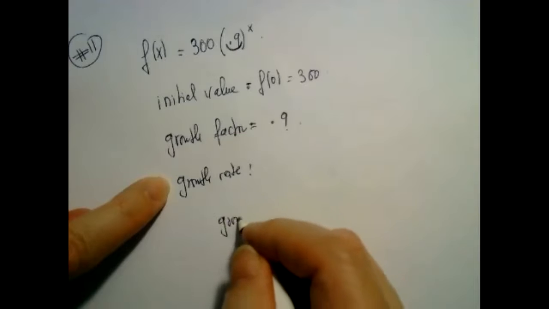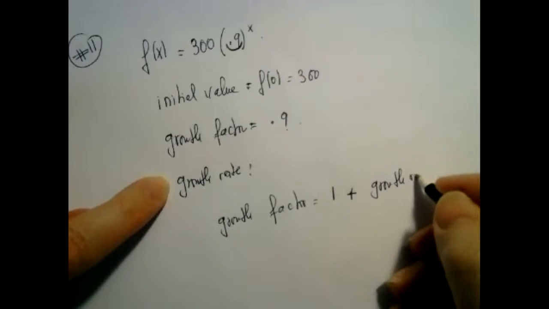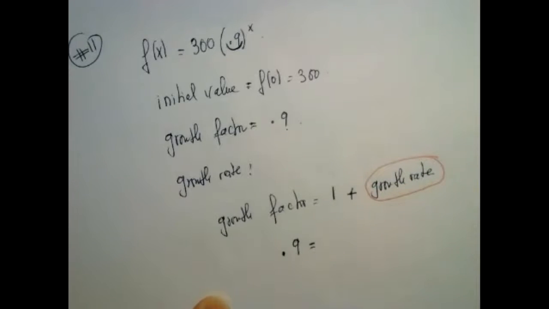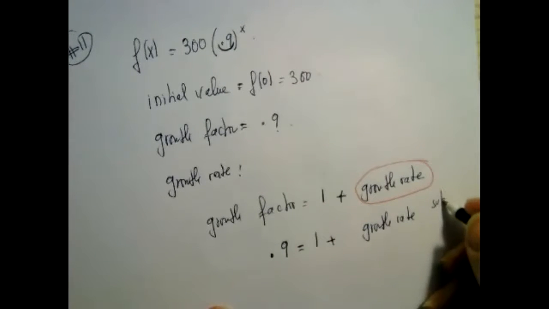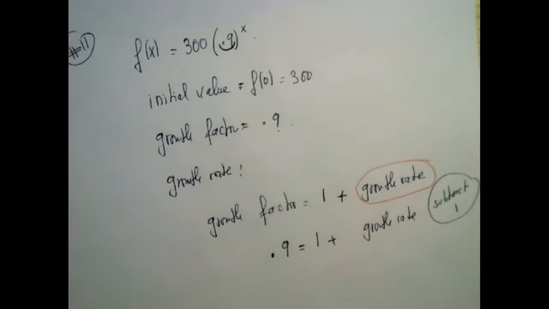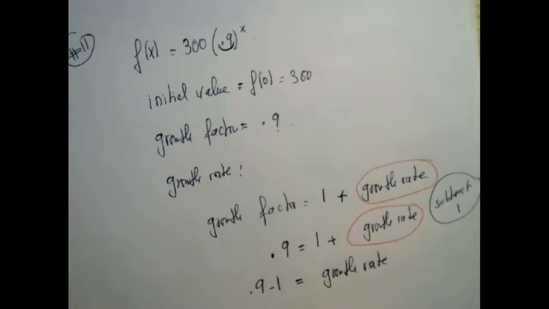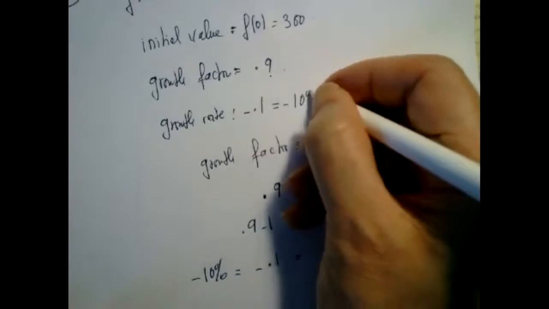I'm going to repeat what I did a minute ago. The growth factor is 1 plus the growth rate. That's the relationship. My growth factor is 0.9, and what I want is the growth rate. So it's 1 plus the growth rate. Now I take away 1. Subtract 1, exactly like what I did before, verbatim. I get 0.9 minus 1. That's the growth rate. It means minus 0.1 or minus 10%. So the growth rate here is minus 10%.